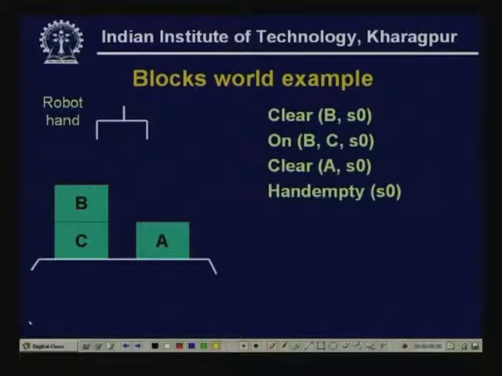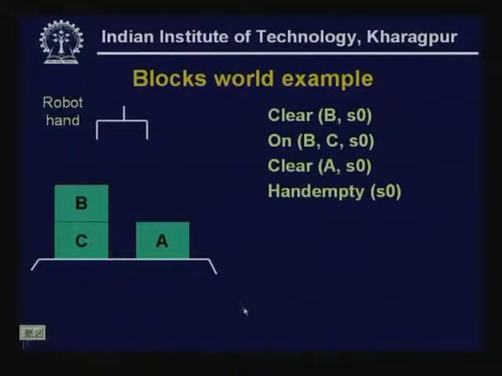So, again to continue with the blocks world example, here I have a situation which we call S0, and we see that in this situation B is clear. So, clear B S0, on B C S0, clear A S0, and this is a robot hand, and we have a proposition corresponding to hand empty. So, hand empty at S0. So, this is the description of this state in the blocks world.